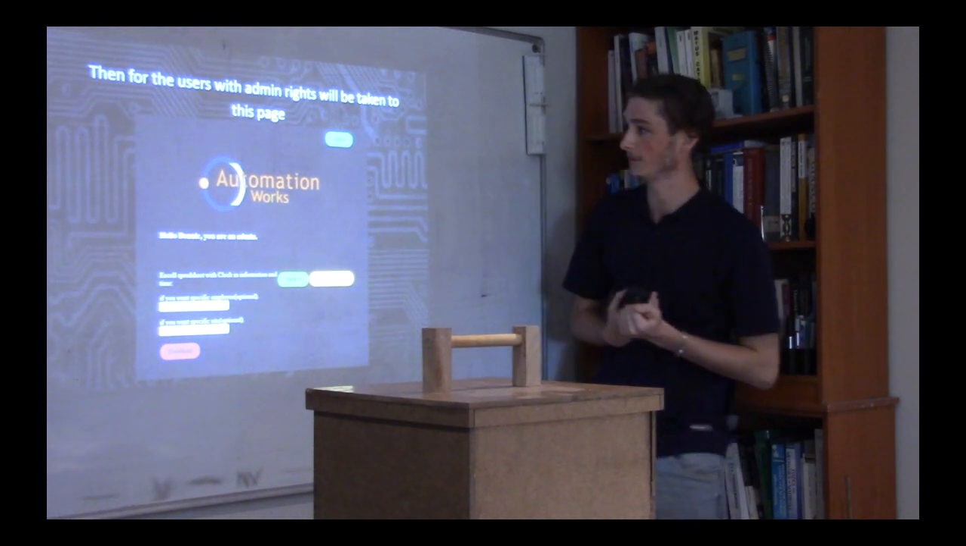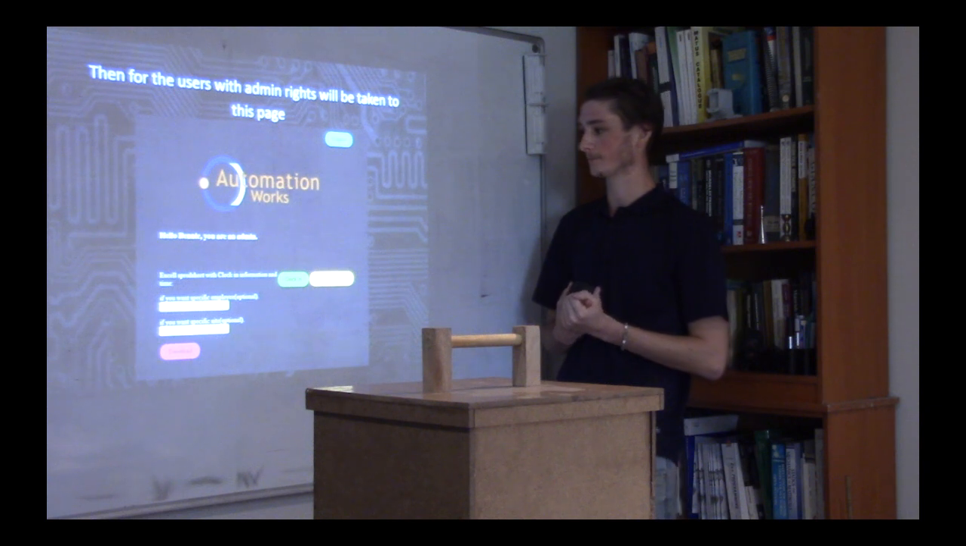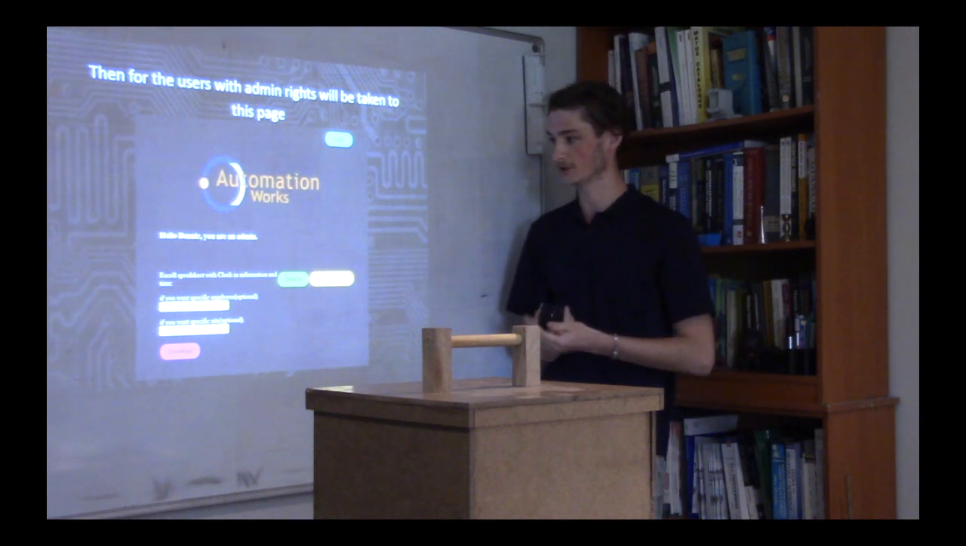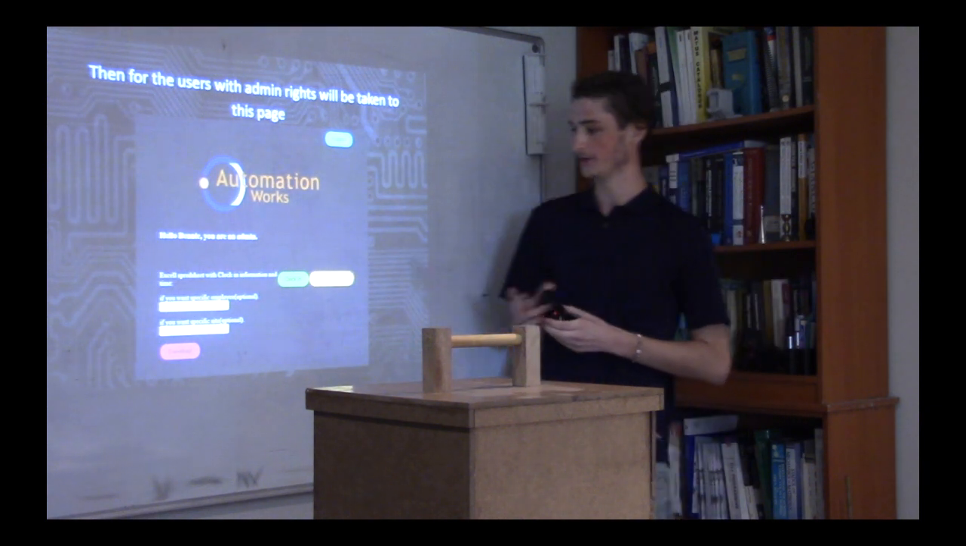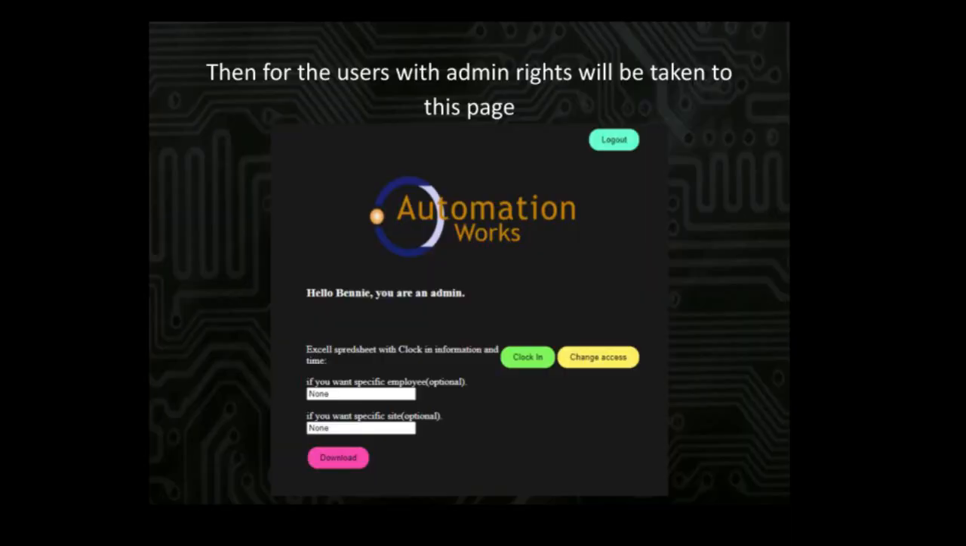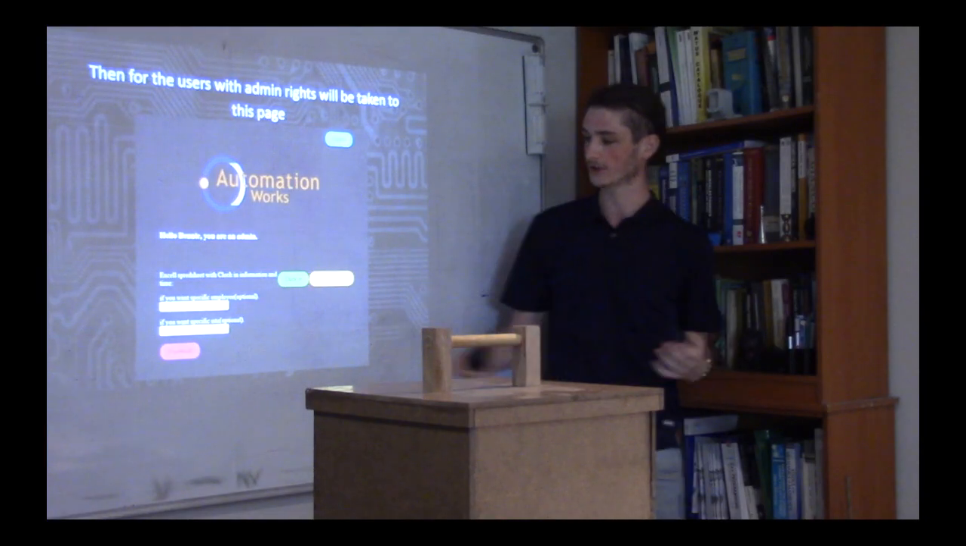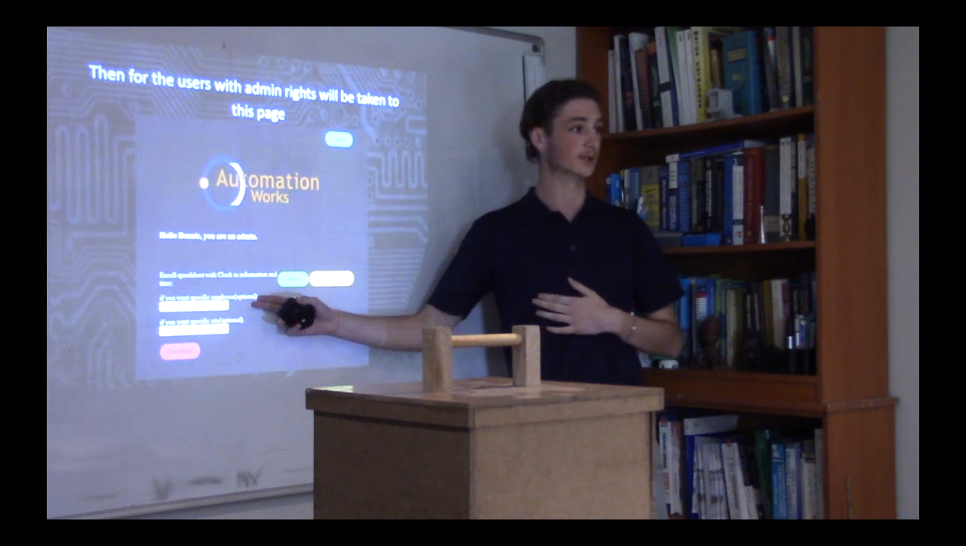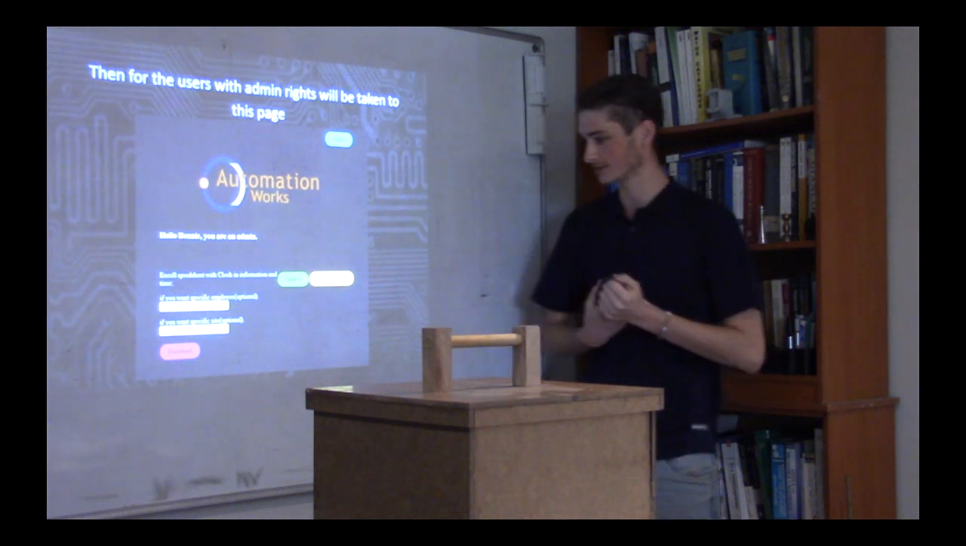Now for people with admin rights, I use myself as an example. You're an admin. Here the download field looks a bit different. It's got an added field, so if both filters are none, you can download all the information about all the employees and all the hours they worked in the month, or you can filter by a specific employee or by a specific site.